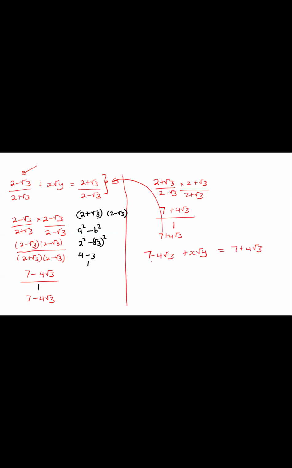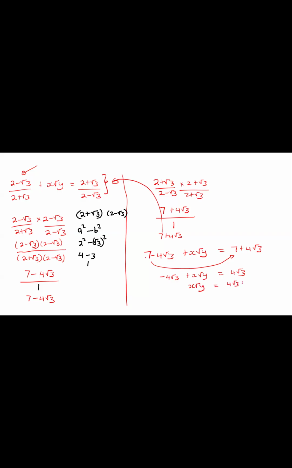You collect like terms. Take the 7 this side. Since it is positive, the moment it comes this side, it becomes a negative. So 7 will vanish. So you remain with negative 4 root of 3 plus x root of y equals to 4 root of 3. So the moment you take this one the other side, since it is negative, the moment it crosses, it becomes a positive.